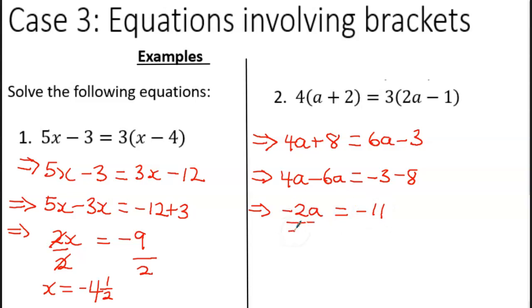So we divide both sides by minus 2, cancel. So we have 11 on 2. So you don't leave your answer in improper fashion. This is the same as 2 going into 11 5 times, so a is equal to 5 whole number 1 on 2.